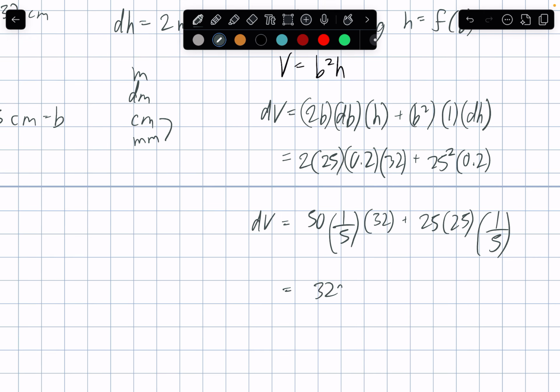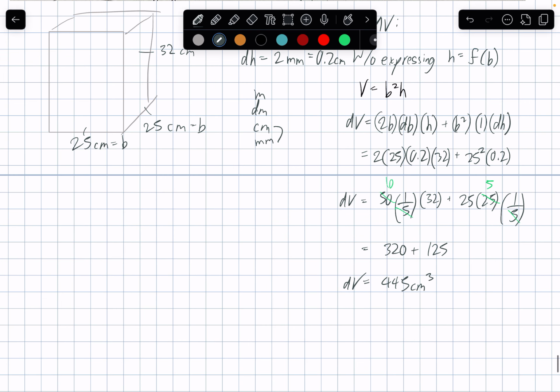10, 320. So you cancel, right? 10 times 32 is 320. Plus 5. 5 times 25 is 125. 125 plus 320 is 445 cm, since this is volume, it's cubed. So this is the dV, the approximated box volume, I believe.